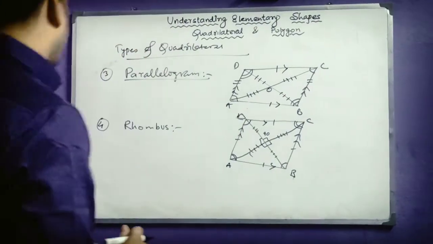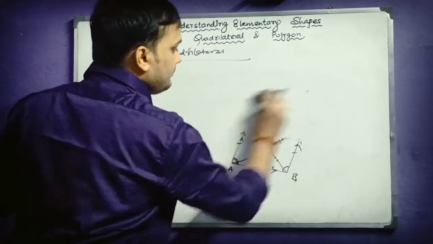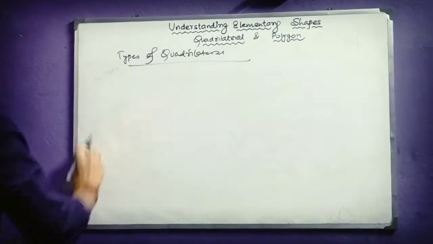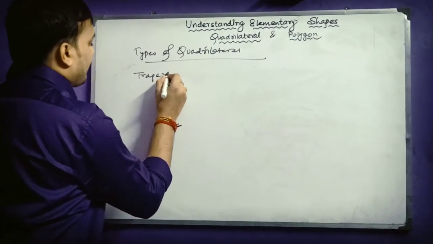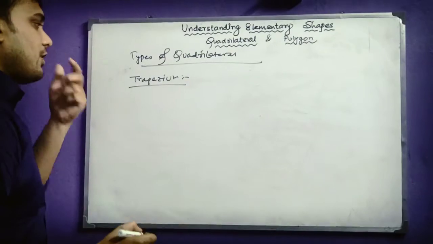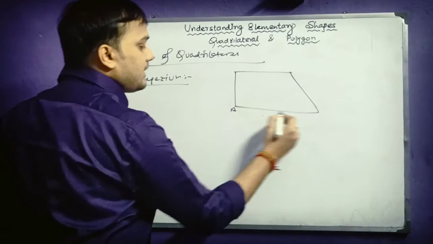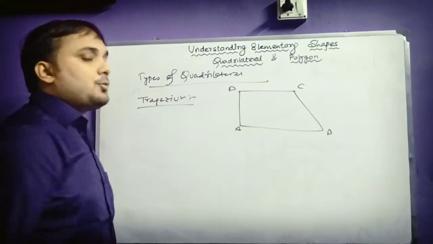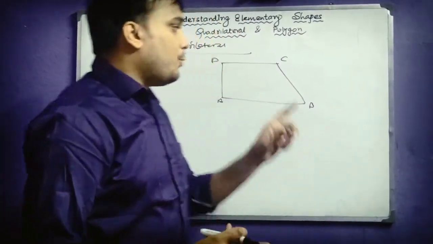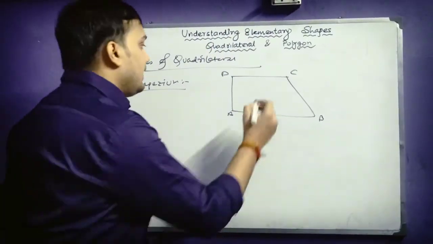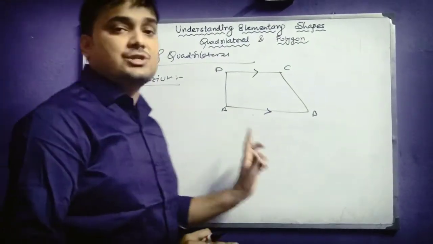Now let us move on to the next type of quadrilateral, which is trapezium. So let us draw a trapezium like this. This is the trapezium. Let us give a name. So what is the most important property? A trapezium has only one property, that is one pair of opposite sides is parallel. That means you can see here DC and AB are parallel. And other than this, there is no such property of a trapezium.